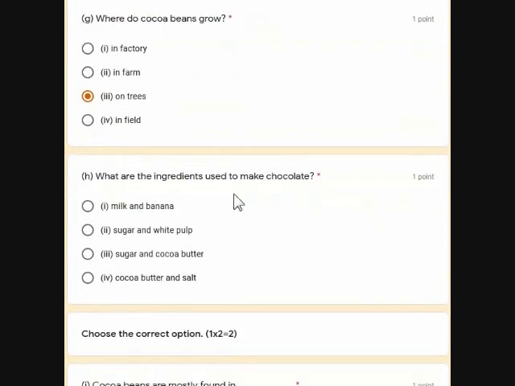Now let's see the next. What are the ingredients used to make chocolate? Milk and banana. Well, yes, milk is there but not banana, so option number 1 is incorrect. Number 2, sugar and white pearl. Well, sugar is there but white pearl is not used as an ingredient. Number 3, sugar and cocoa butter. Yes, sugar and cocoa butter are used, so this is the correct option. Number 4, cocoa butter and salt. Well, salt is not used. So the correct option is option number 3.